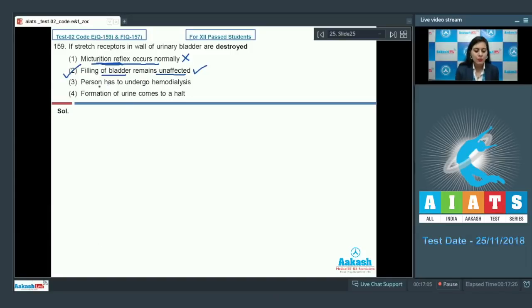The next option given is person has to undergo hemodialysis, and this is an incorrect option because hemodialysis is required when there is malfunctioning of kidney. The last option given is formation of urine comes to halt, and this is incorrect because formation of urine is independent of the presence of the stretch receptors in the wall of urinary bladder. So the correct answer for this question is option number 2. Now let's discuss our next question.